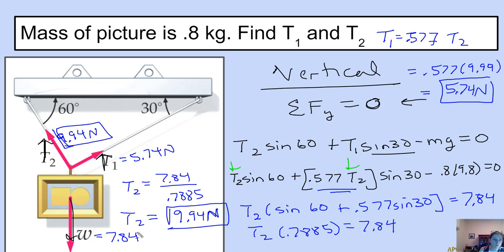You cannot check your work by saying, let me add 9.94 plus 5.74. Those are clearly way more than 7.84, right? The 9.94 is more than the 7.84 alone. You could take these numbers and plug them back into either of your beginning equations just to make sure that you didn't mess up the algebra.